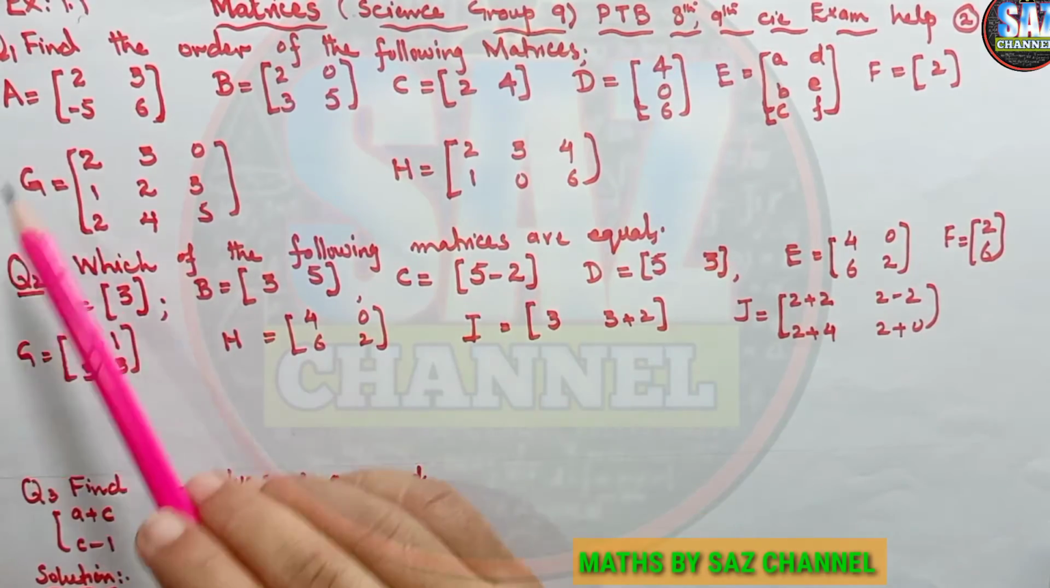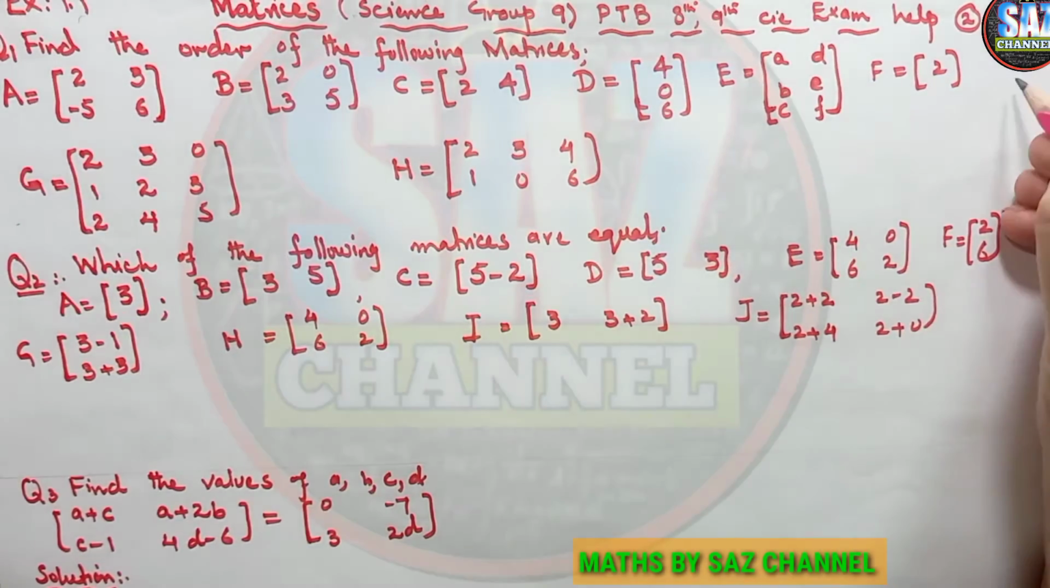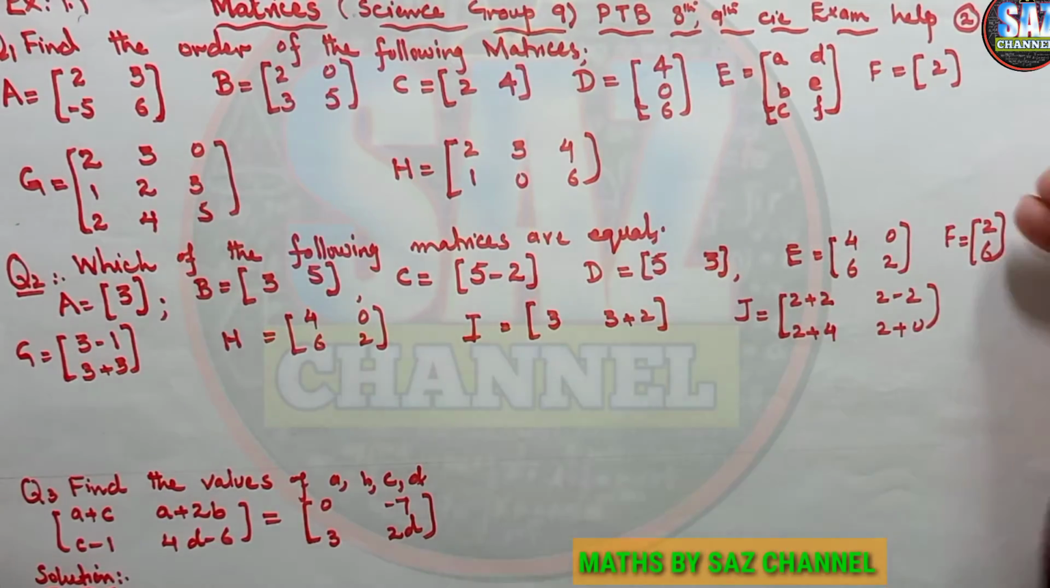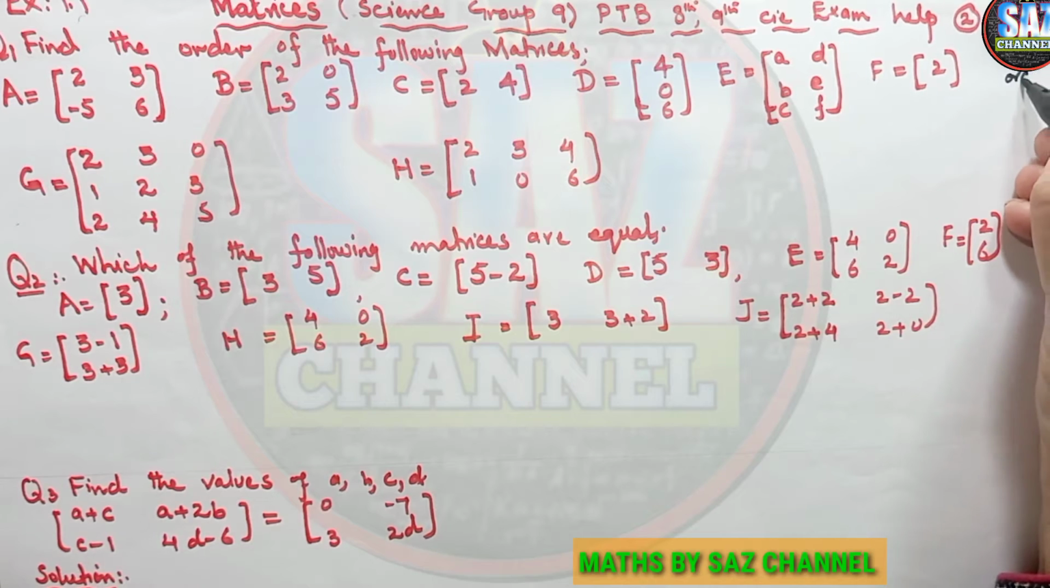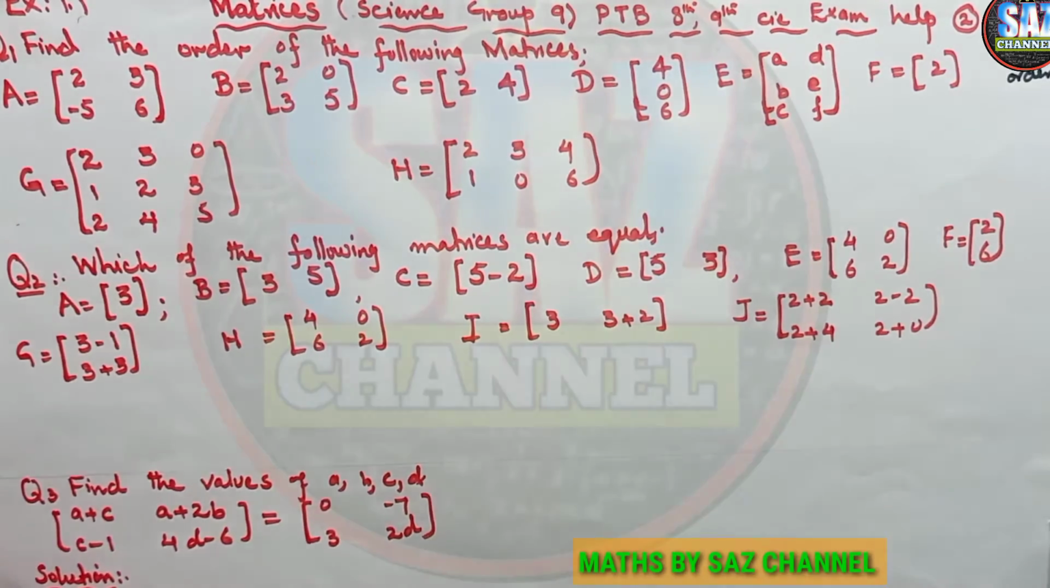Before going to the solution of this lesson, we have to recall what the order of a matrix is. If you find any difficulty in understanding the concept of order of matrix or the matrix, you can find my previous lesson, for which I'll give the link in the description box. As we know, order of matrix means the number of rows and columns in the matrix.